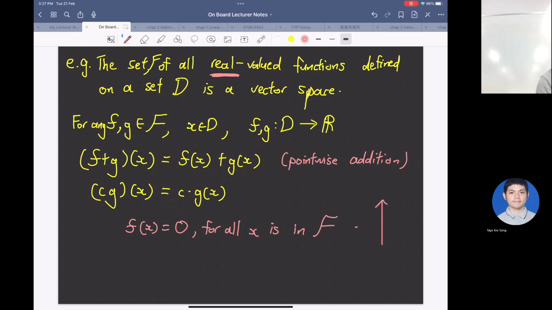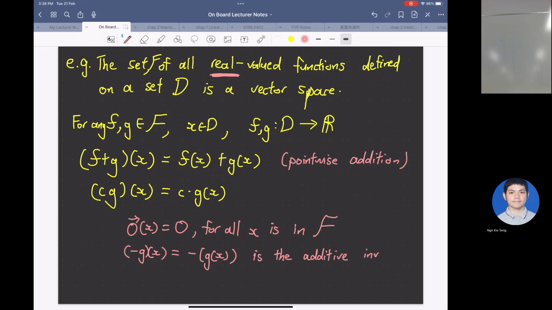I don't want to draw this because it depends on what D you have. So if you feed anything to f, it gives you 0. So maybe we call this the zero function. Do you need anything else? Maybe minus g(x). So what does minus g(x) mean? You just take minus times the value of g(x), which is the additive inverse. Sorry. And then check that all the other axioms are satisfied.